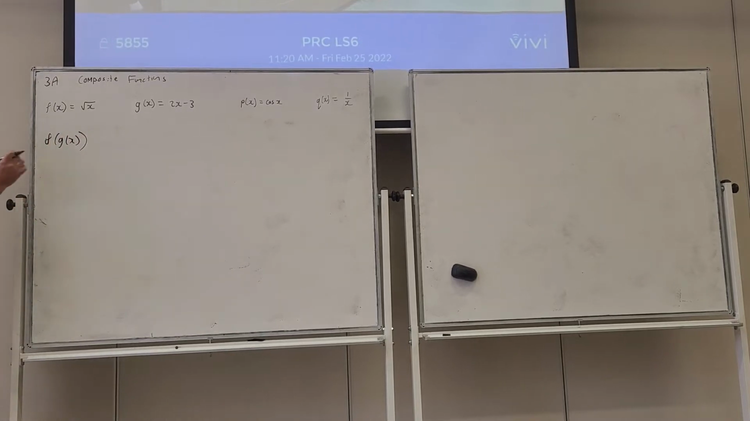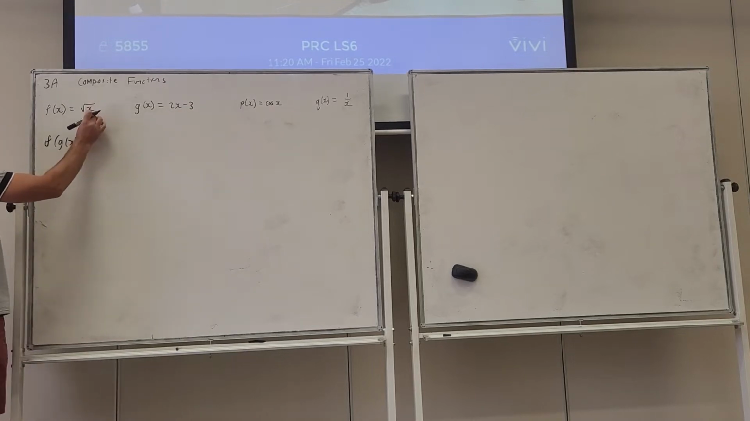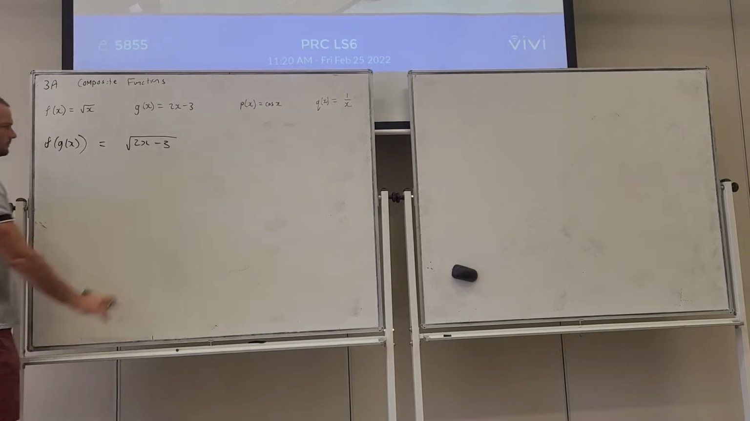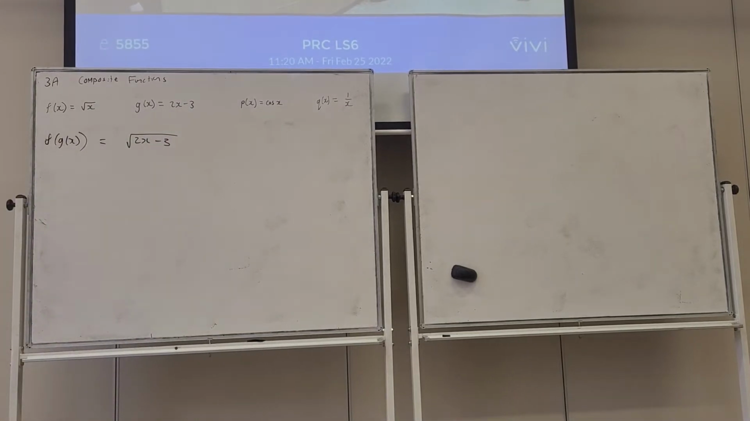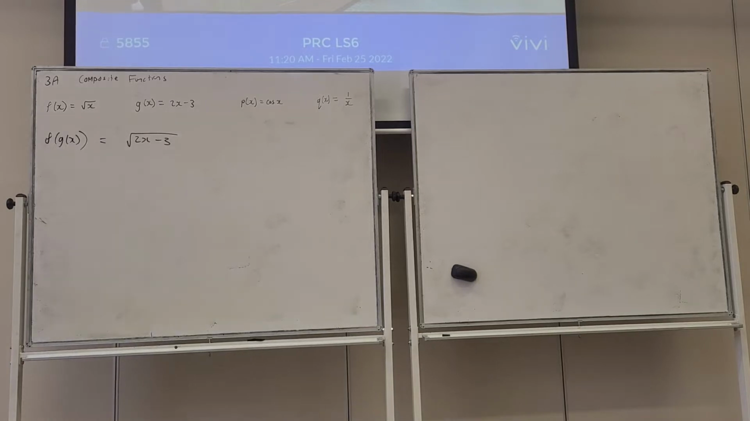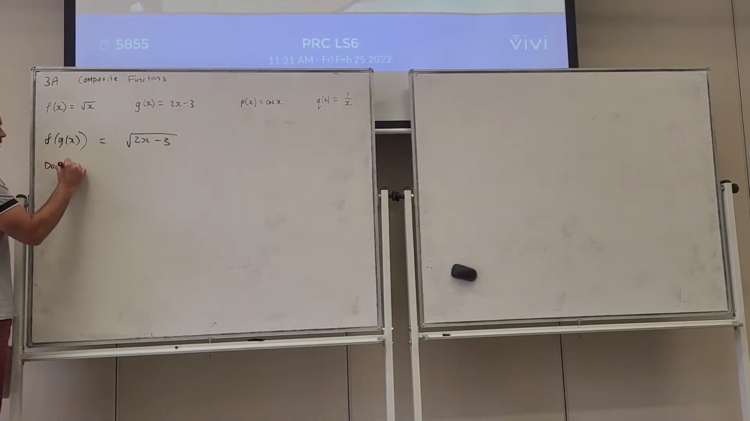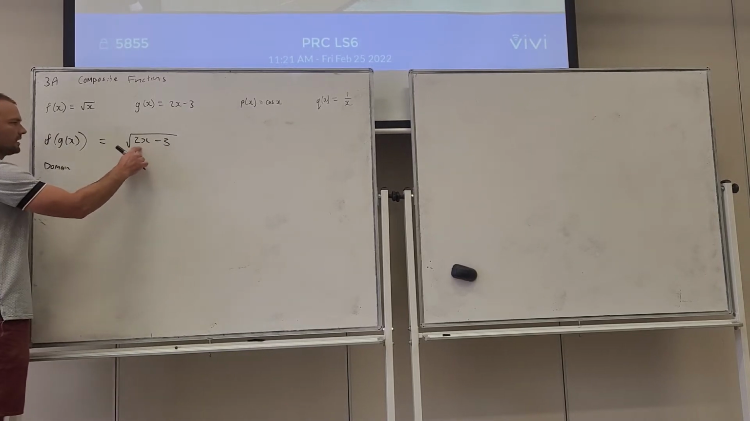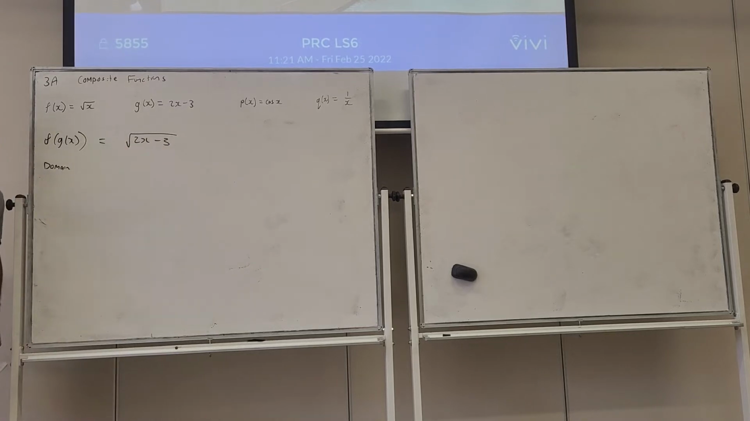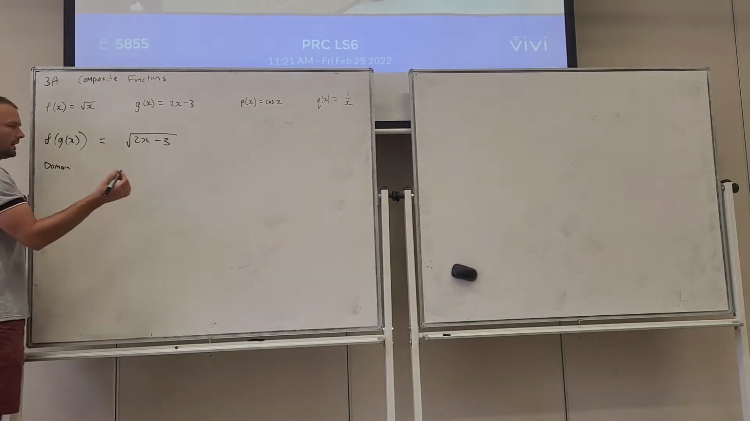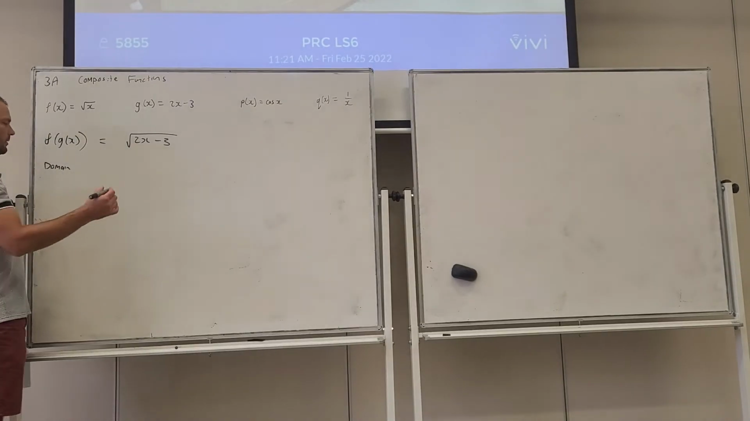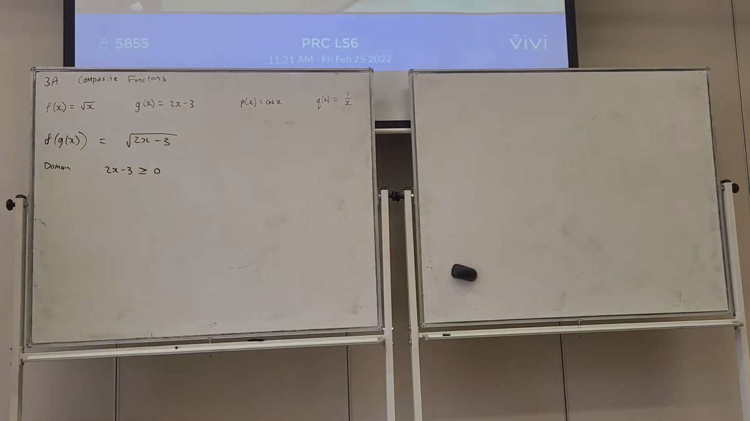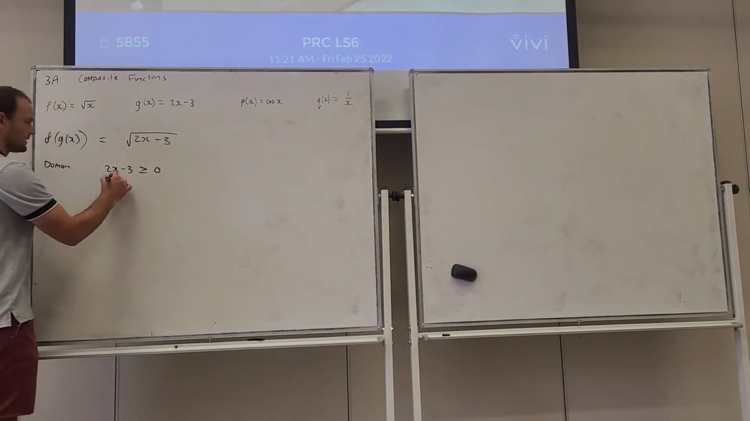F of g of x. So we're putting g of x where the x is. That's going to be the square root of 2x take 3. Let's come up with an argument for its domain and for its range. Firstly, for a function, it has to have a positive number in here. For it to exist on the Cartesian plane, this needs to be positive or equal to 0, because you can have the square root of 0. So therefore, 2x take 3 has to be greater than or equal to 0, and we'll just go through and solve this inequality.